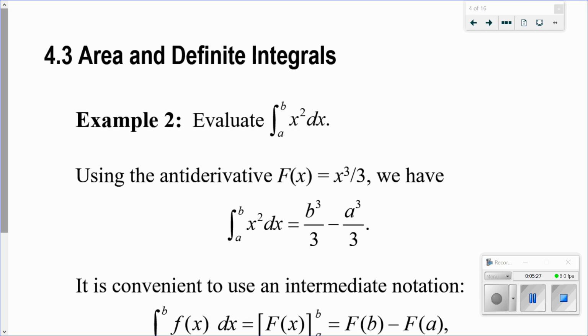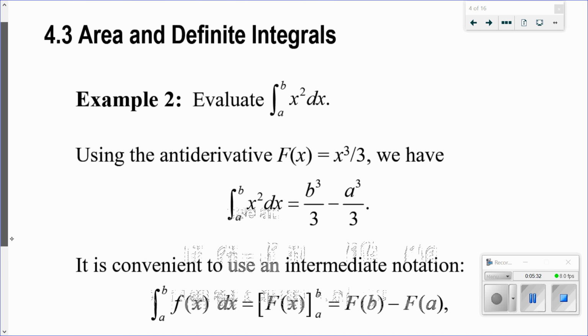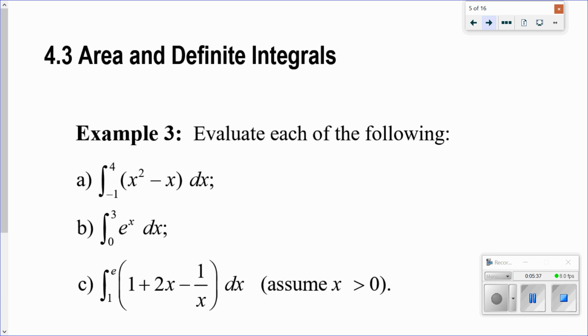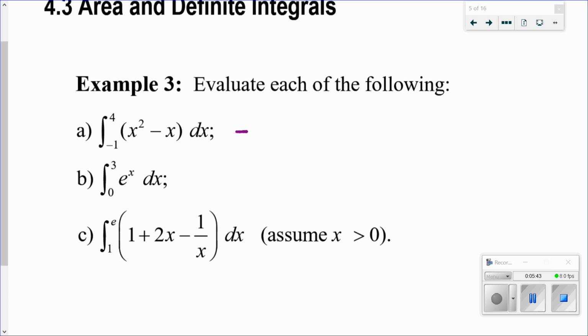Okay, so here is another one. Right, we're not going to do that one because I don't like that they have letters. Okay, so let's try these though. So first, let's get an antiderivative. So we have x squared minus x. So we have x cubed, add 1, divide by that new exponent, minus, well, that's just an x, so we have x squared over 2. Okay, so that's your antiderivative.